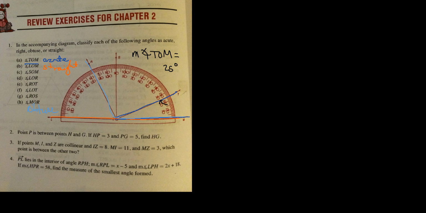Okay, let's move on to the ones that are more complicated. 2 and on, you want to draw a picture of what they're telling you. In case you don't know what to do, you draw a picture. So this one is point P is between H and G. So you're going to draw a line. So we're going to have point P. Oops, point P is between H and G. So you have H and you have G. Point P is in between them.